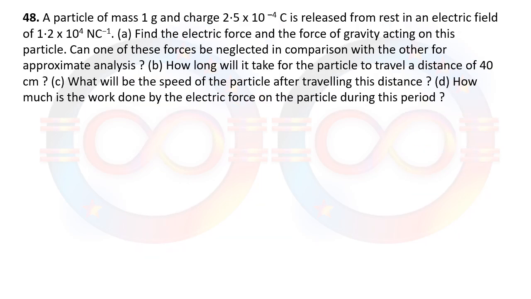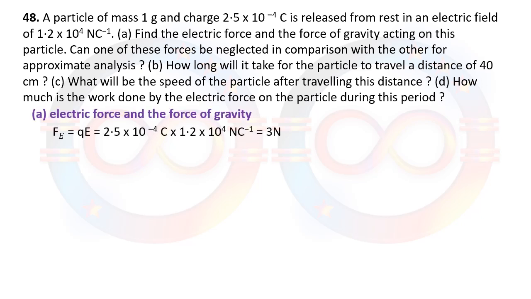Question number 48. A particle of mass 1 gram and charge 2.5 into 10 raised to minus 4 coulomb is released from rest in an electric field. The field is given. Find the electric force and the force of gravity acting on the particle. See, if charge is there, field is there, electric force will be q into E. That q is 2.5 into 10 raised to minus 4, E is 1.2 into 10 raised to 4. So after multiplication, 10 raised to minus 4 and 10 raised to 4 will get cancelled, it will be 3 Newton.